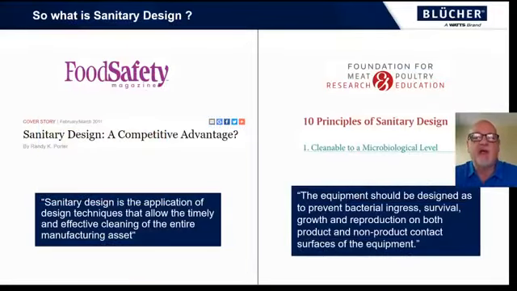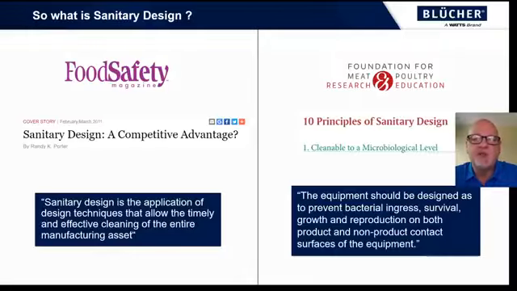So firstly, let's look at what is meant by sanitary or hygienic design. And the simplest way I could do that was to grab a couple of quotes from one of the many online articles. The first is from a 2011 article in Food Safety magazine entitled "Sanitary Design, a Competitive Advantage." It states, "Sanitary design is the application of design techniques that allow the timely and effective cleaning of the entire manufacturing asset." So in a nutshell, that means it needs to be easy to clean.